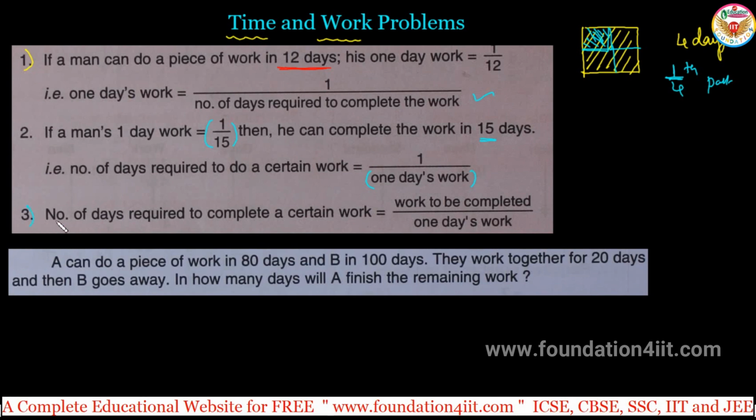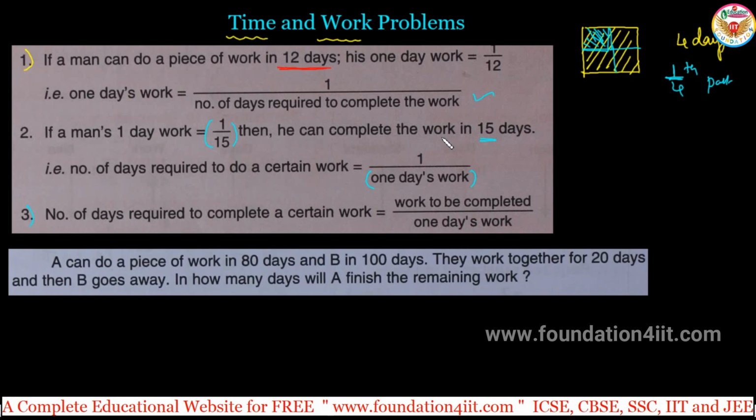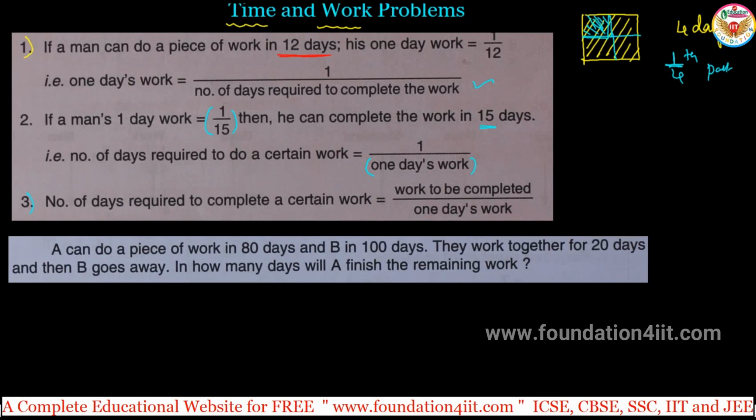Next, the third one. The number of days required to complete a certain work is also the work to be completed divided by 1 day's work. How much work is to be completed, that is, what is the balance work, divided by 1 day's work capacity, gives the days required to complete a certain work. Okay, so these three statements we'll use in these problems.